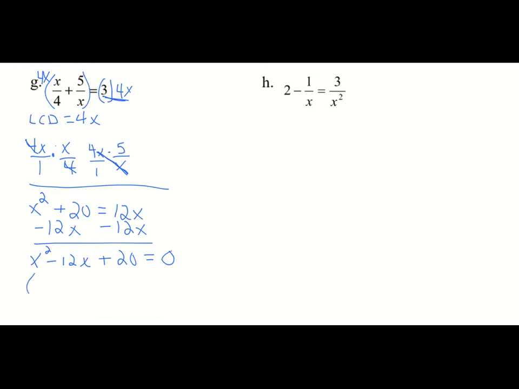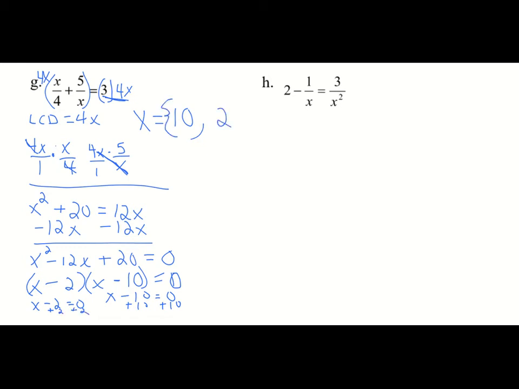Now it is an easy trinomial, so let's see here. When I factor, I have a minus and a plus in that order, so I'm going to have two minus signs. To get 20, I can do 4 and 5, 1 and 20, or 2 and 10. And I need a negative 12, so I'm going to use 2 and 10. And that means that x minus 2 equals 0 and x minus 10 equals 0. So I'll add 10 to both sides. I get x equals 10. Or if I add 2 to both sides, I get x equals 2.